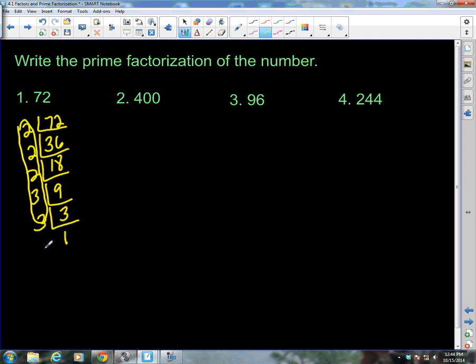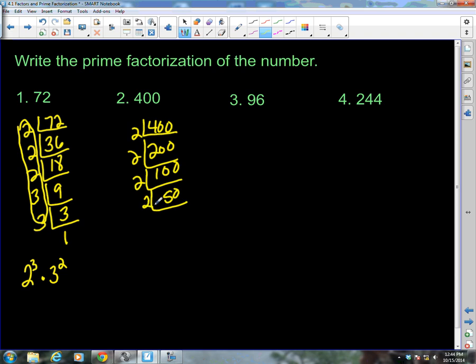So there's 3 2's and 2 3's, so it's 2 to the third times 3 to the second, and that's prime factorization. Okay, it's writing a number as a product of primes. Let's look at this one. 400. Well, 2 goes into 400, 200 times. 2 goes into 200, 100 times. 2 goes in 50 times, and I can keep going with 2 until I can't anymore.